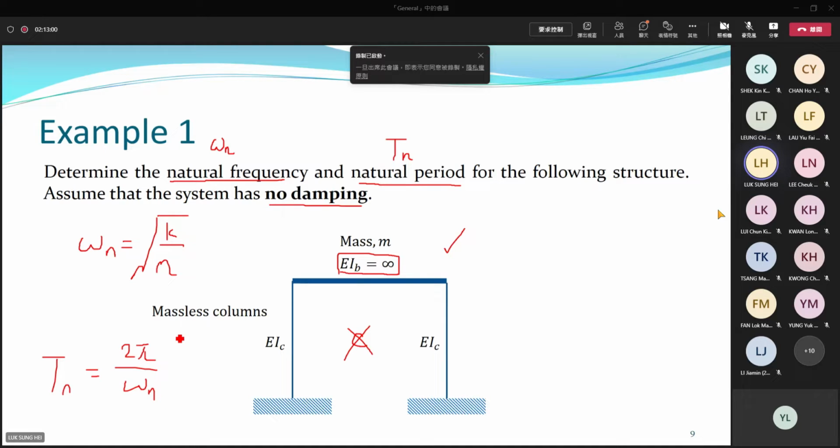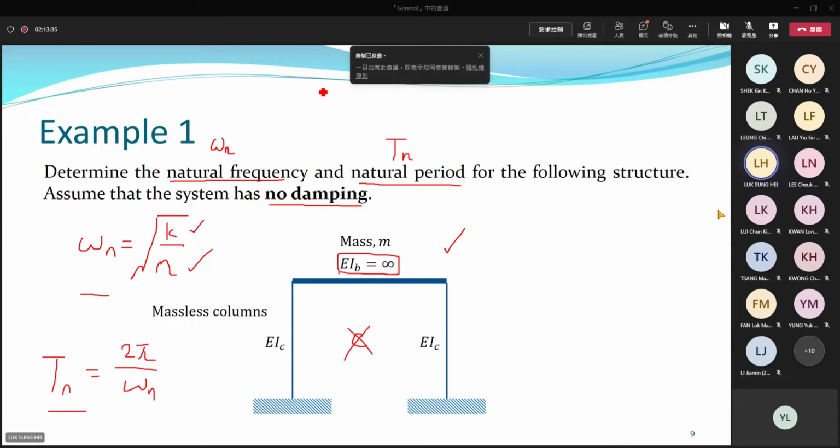So if you know natural frequency, you can immediately obtain natural period. They are equivalent parameters. One measures the time required to complete one vibration cycle. The other one measures the rate of revolution in radians per second. So if you want to determine omega n, the natural frequency, or natural period, you need to know the stiffness of the system. You need to know the mass of the whole system.